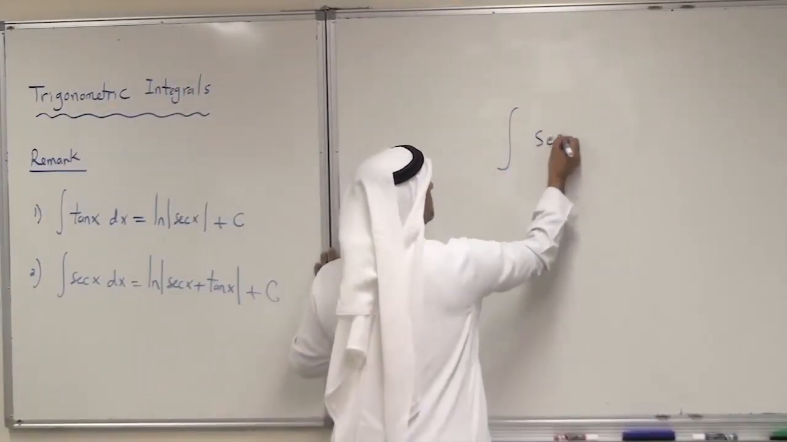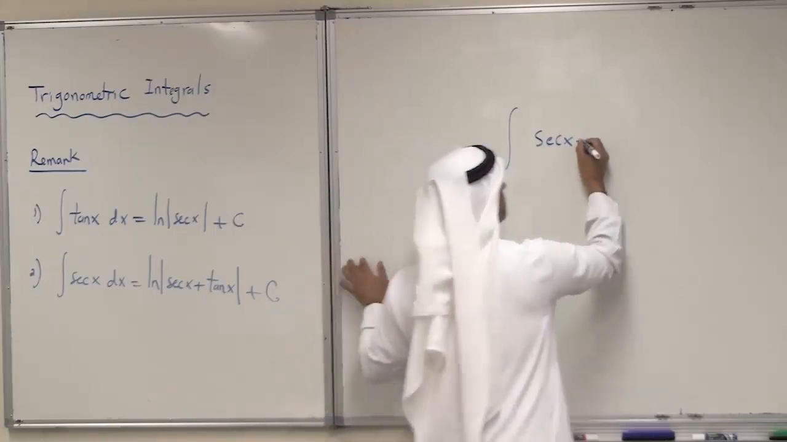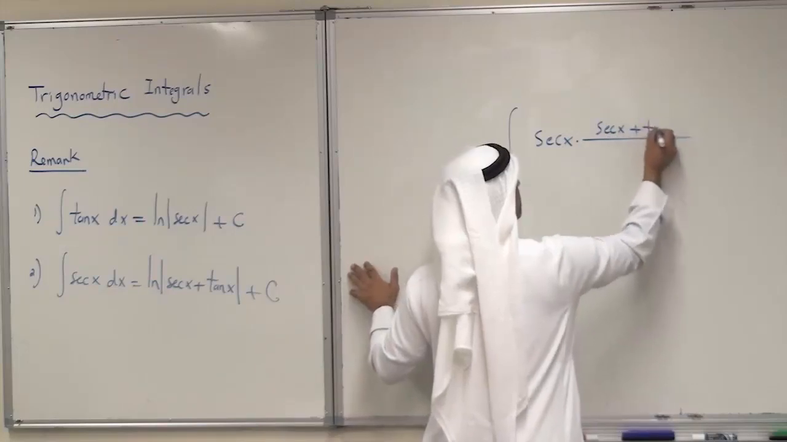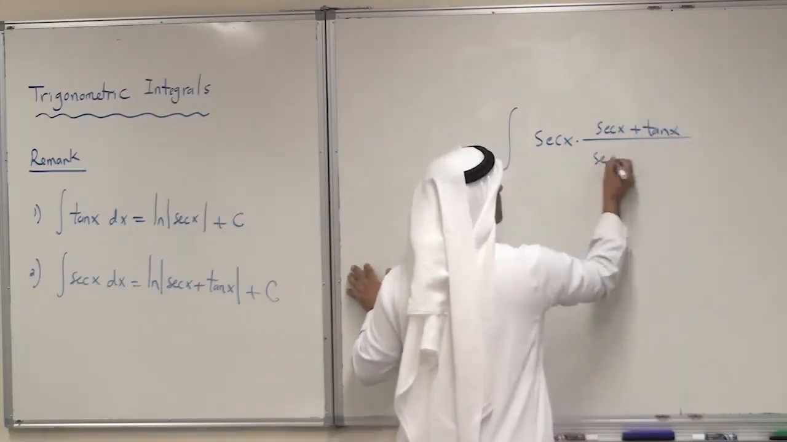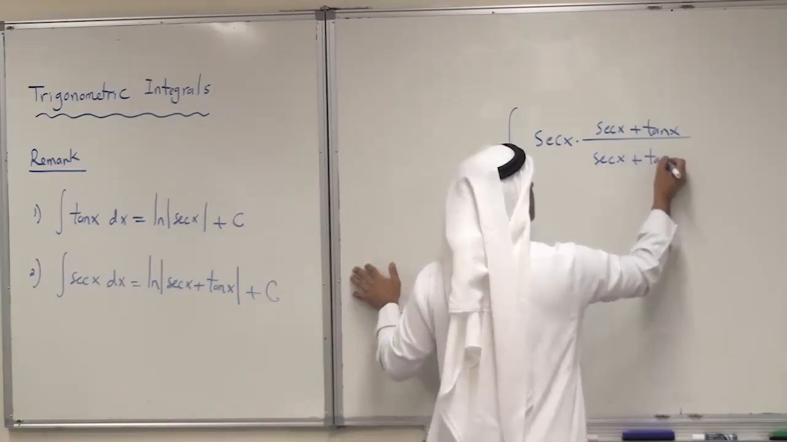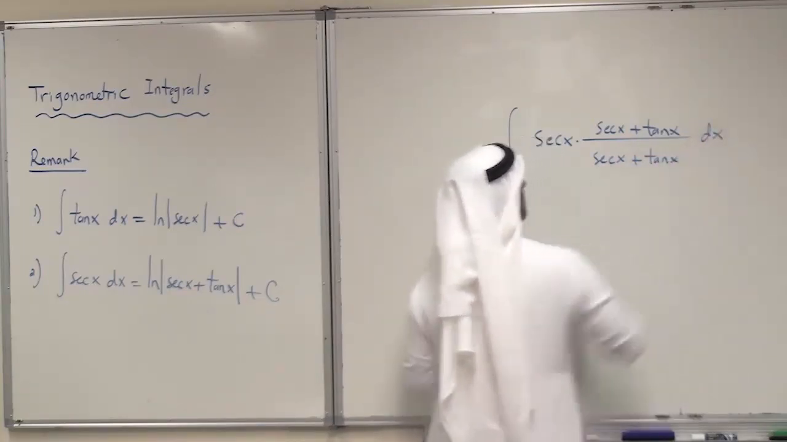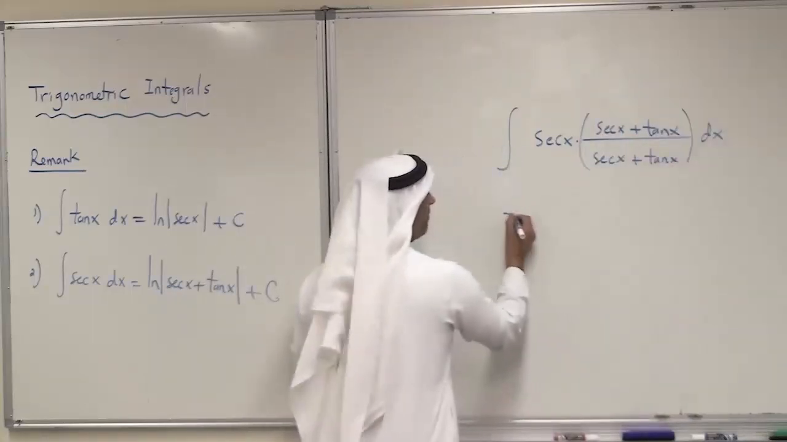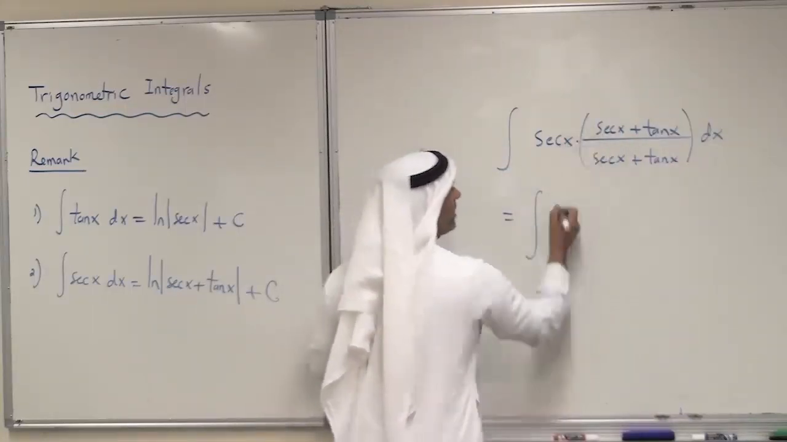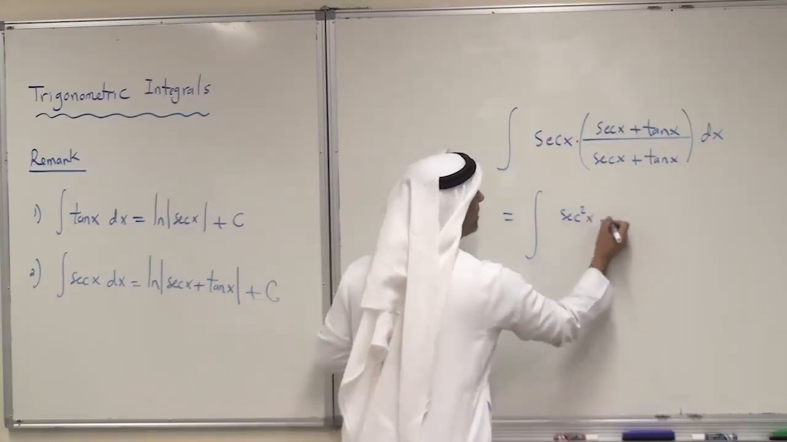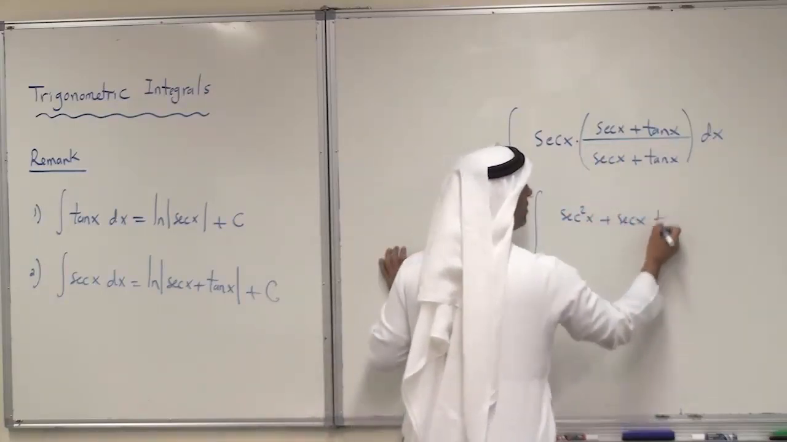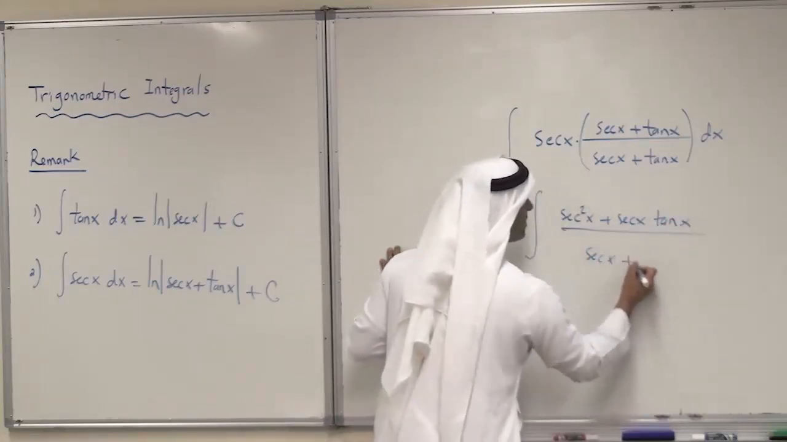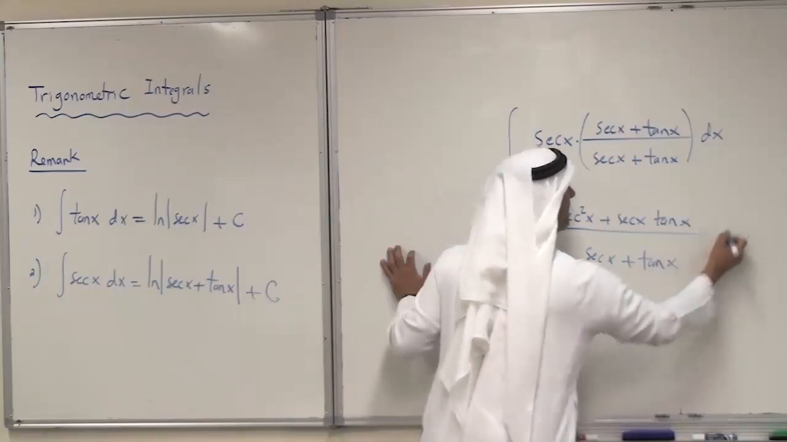I have secant of x, isn't it? So what I will do, I will multiply and divide by secant of x plus tangent of x. That's the trick here. Of course, I am integrating with respect to x. Now, if you multiply by this, what do you get? You get the following. This will give you secant squared of x plus secant of x tangent of x divided by secant of x plus tangent of x dx.